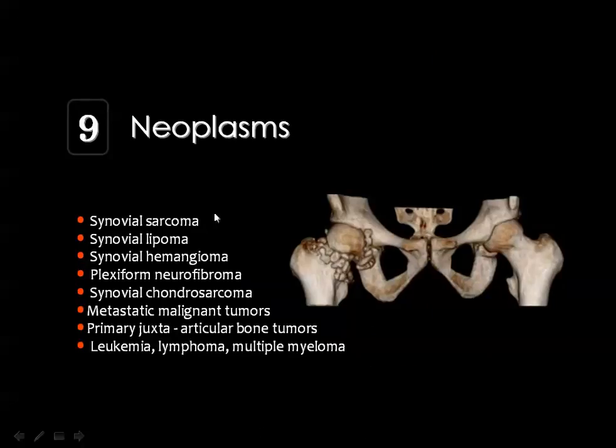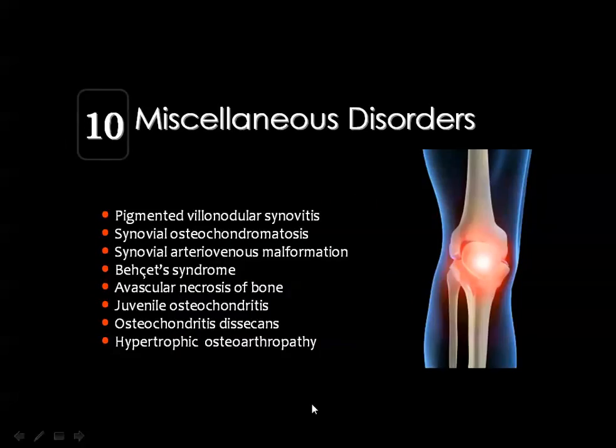Neoplasms related to the joints will include the synovial sarcoma, synovial lipoma, hemangioma, plexiform neuroma, synovial chondrosarcoma, metastatic diseases related to the joint, and some of the primary juxta-articular bone tumors, leukemia, lymphoma, and myeloma. Miscellaneous disorders will include the pigmented villonodular synovitis, synovial osteochondromatosis, synovial arteriovenous malformation, Behçet disease, avascular necrosis of the bone and bone infarctions, juvenile osteochondritis, osteochondritis dissecans, and finally hypertrophic osteoarthropathy.